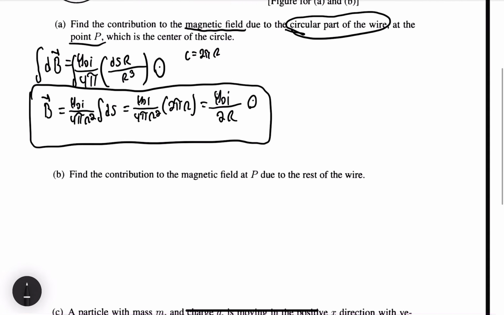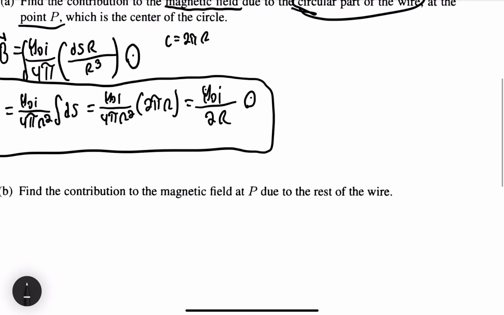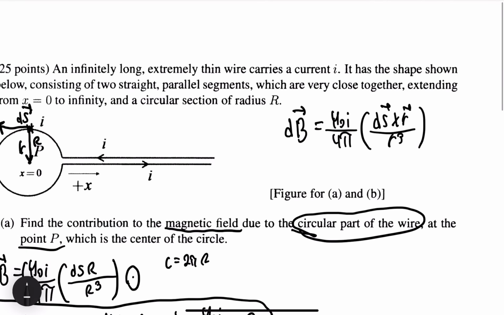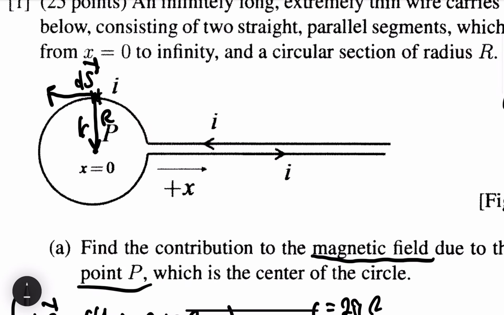Second part, it wants the magnetic field at the same point of interest due to the rest of the wire. If we look at the wires closely now, and I choose this portion as my ds, my ds will be pointing along this way, and my r vector would also be pointing this way. So the cross product of these two vectors would be 0, right?